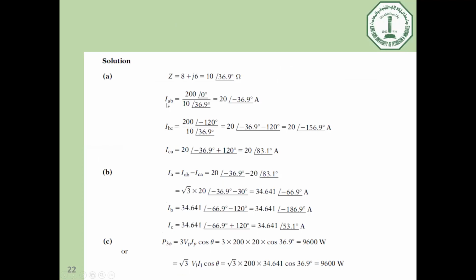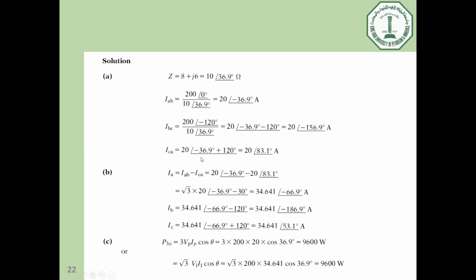If you would like to get IBC, you don't need to make all of these calculations. You just need to say the current is 20 amps and the angle is just subtract 120 degrees from this value, so it will be minus 156.9. So this is the IBC. If you would like to get the ICA, get the angle of IAB and add 120 degrees, so the current will be 20 at angle 83.1. So these are the three-phase currents.